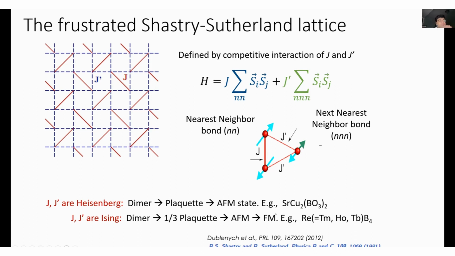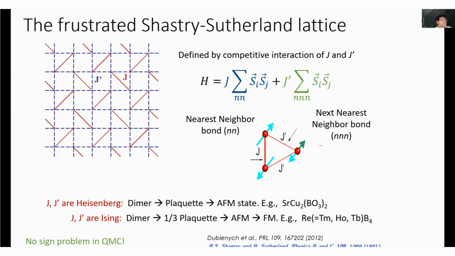And the reason why we are interested in this lattice is because it is implemented in several materials. For example, the Heisenberg Shastry-Sutherland model is implemented in strontium copper borate, and the Ising lattice is implemented in these tetraborides, which are researched quite a bit nowadays.